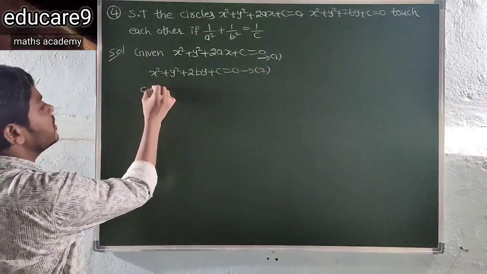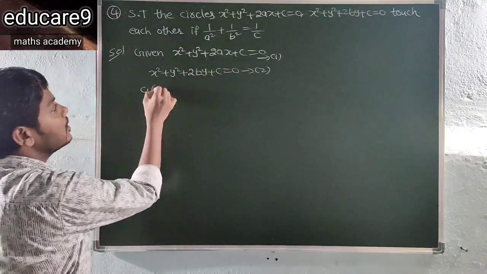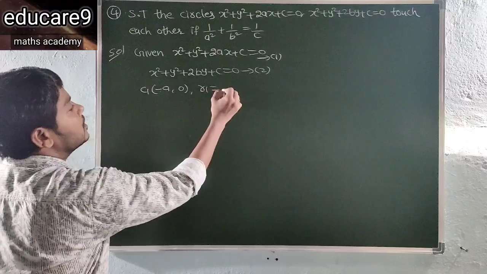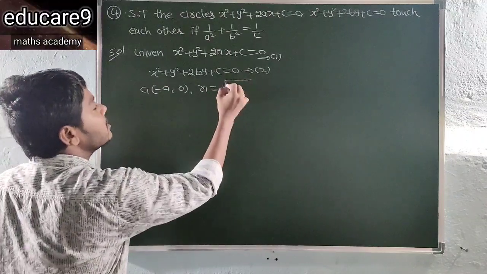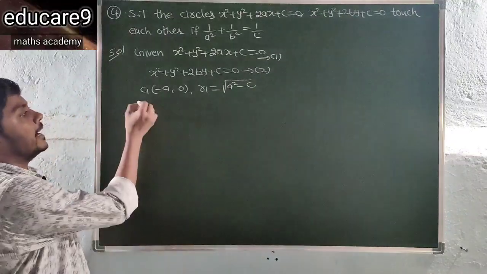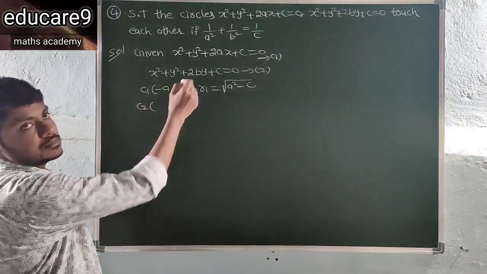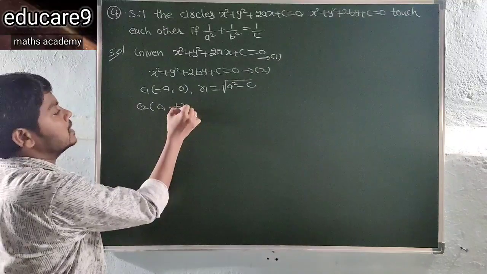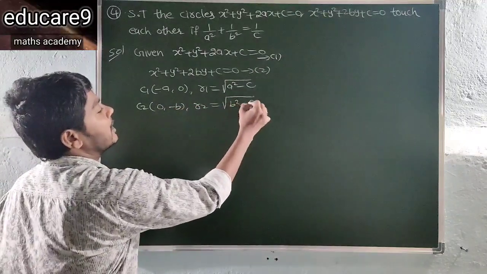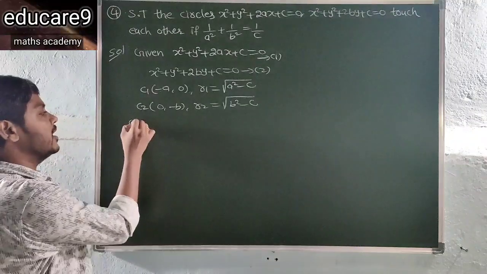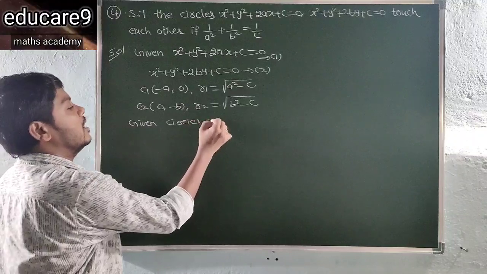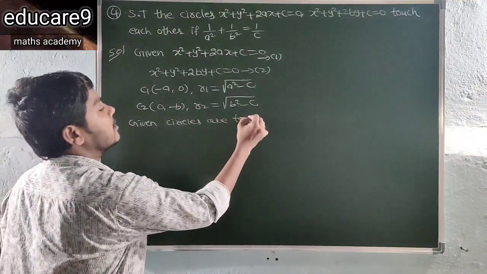So find the centers of the circles. See here, C1. So what is the center of the first circle? That is minus a comma 0. And R1. So what is the radius of the first circle? That is square root of a square minus c. And find the center of the second circle. That is 0 comma minus b. And the radius is what? Square root of b square minus c. See here, the given circles touch each other.